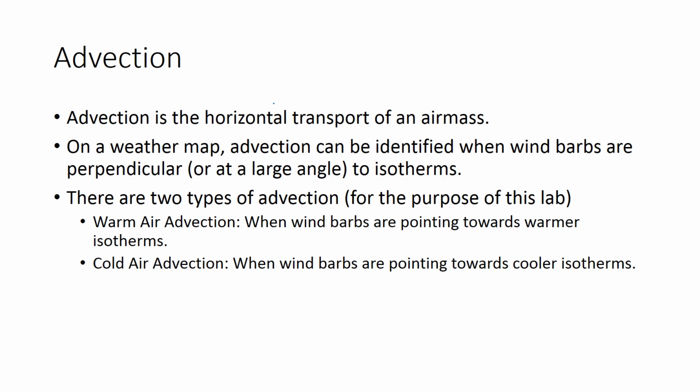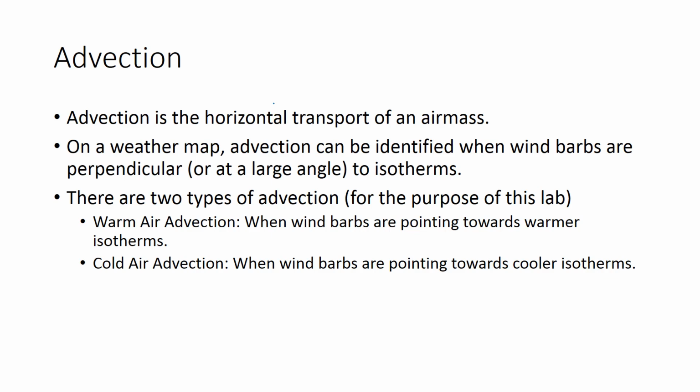That's convection. However, air masses also move side to side. And that side-to-side movement of air masses is what we in the weather world call advection. And advection is the horizontal transport of an air mass. So when advection is occurring, that means that an air mass is moving north, south, east, west. It's not moving up in altitude or down in altitude.